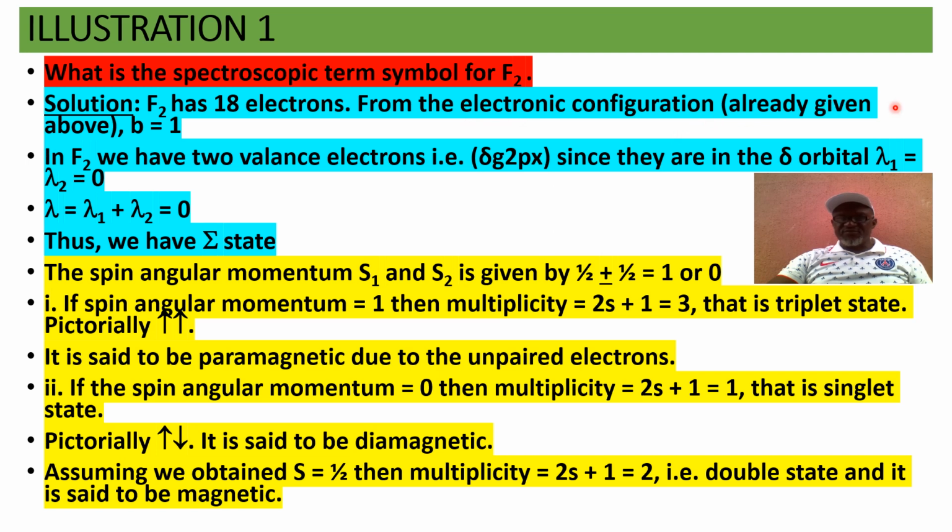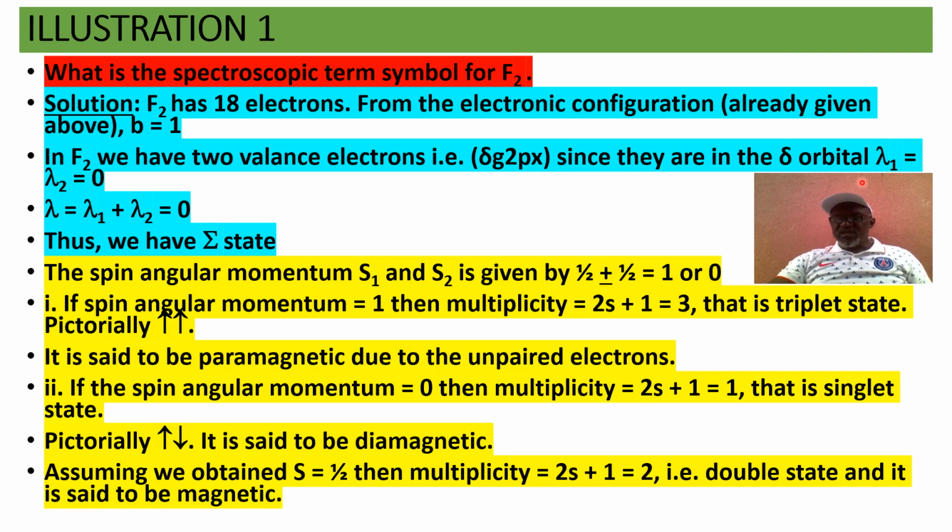From the electronic configuration which we did before, the bond order is equal to 1. You can go back, sit down, get a paper, check the number of electrons in bonding orbitals, check the number in antibonding orbitals, use the bond order formula, and see if you get a bond order of 1. Now in F2, we have two valence electrons. Check that electronic configuration again.